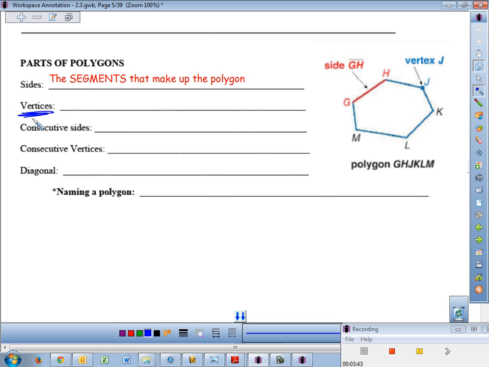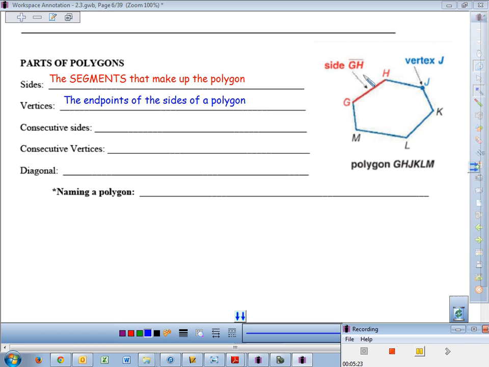Vertices, that's a weird word in its own, the vertices, right? The vertices are the endpoints of the sides of the polygon. Name me a side of this polygon real quick. Name me a side.